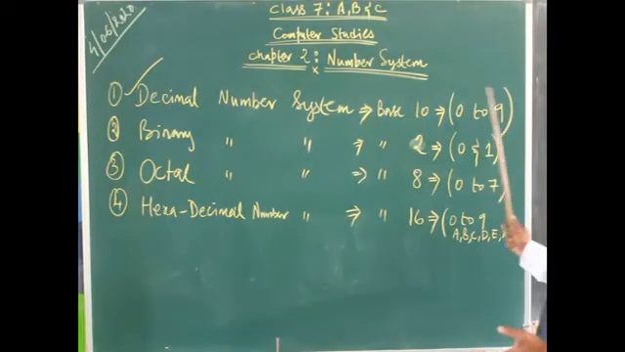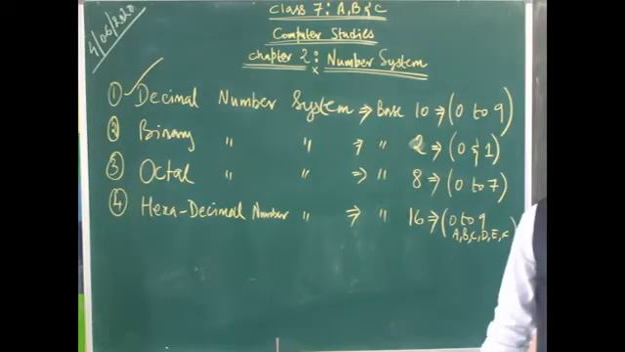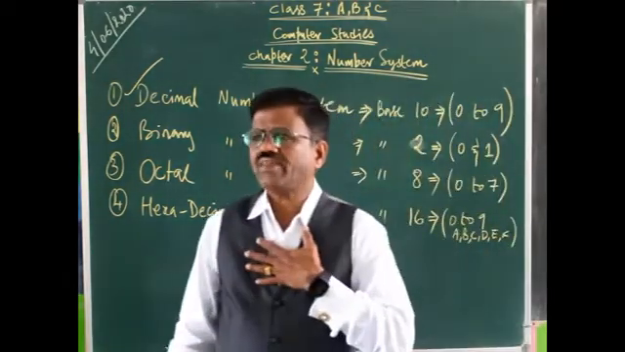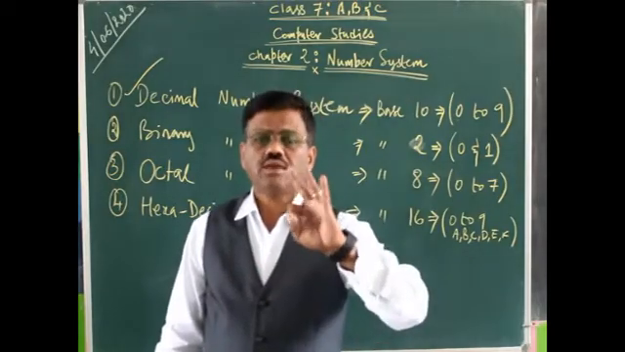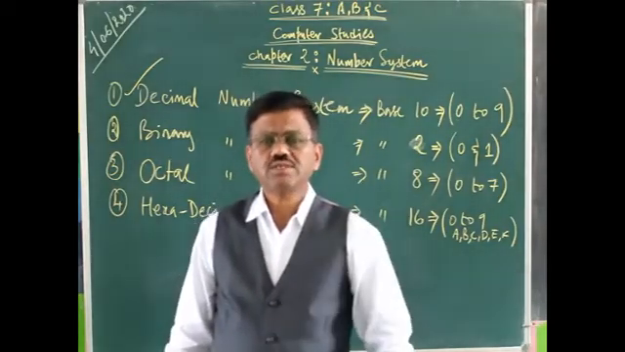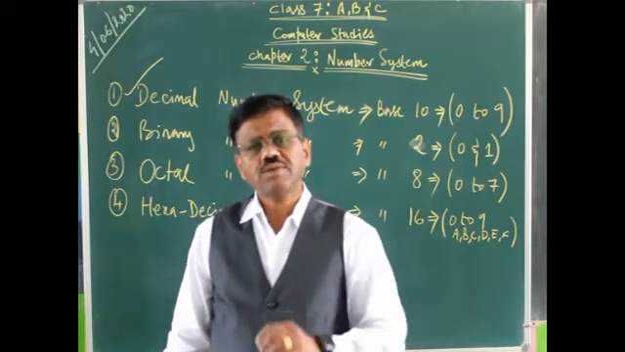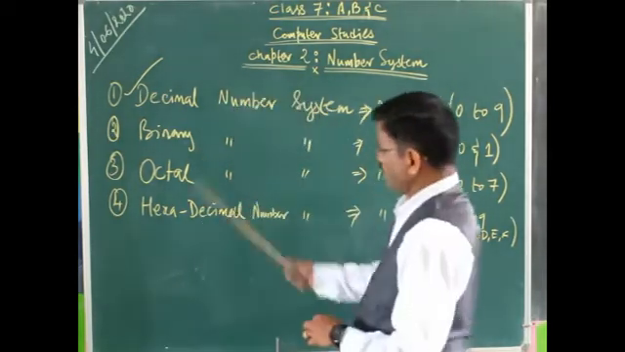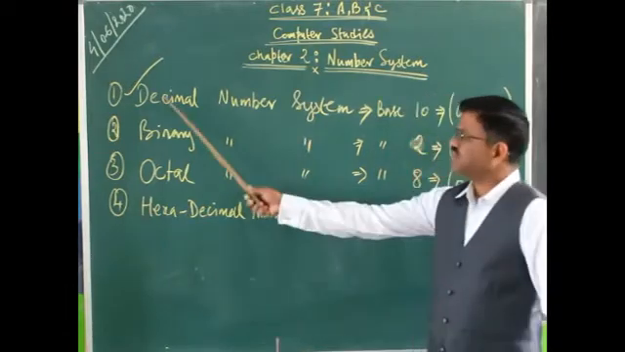Because there are 10 digits, 0 to 9, of them are there. Mind you, boys and girls, you and I have the habit of counting from 1. Computer doesn't do like this. Always the counting starts from 0. Right? Now, the next one, this is the first number system.